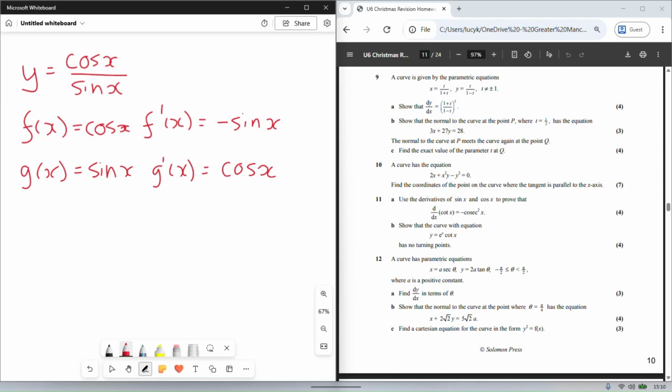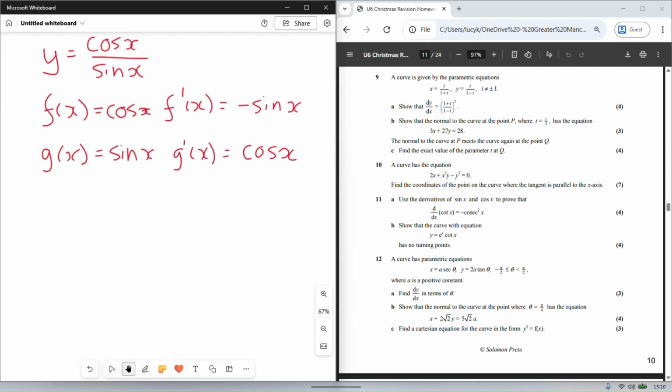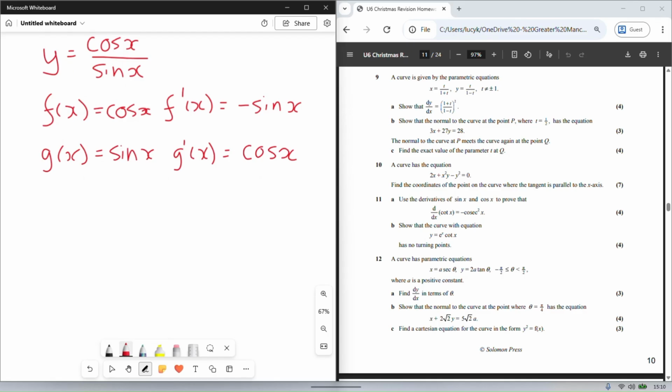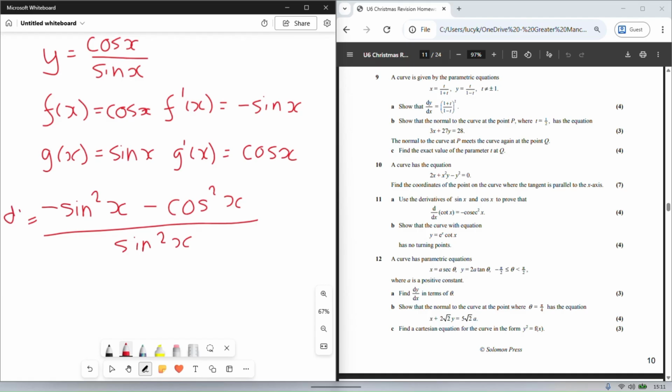So let's put that now into quotient rule. We do the g of x times the derivative of f of x first, so that will become a minus sine squared x. Then for quotient rule, it's take away f of x times the derivative of g of x, which will be cos squared x. And that's all over g of x squared, which is sine squared x. So that is what it would differentiate to.